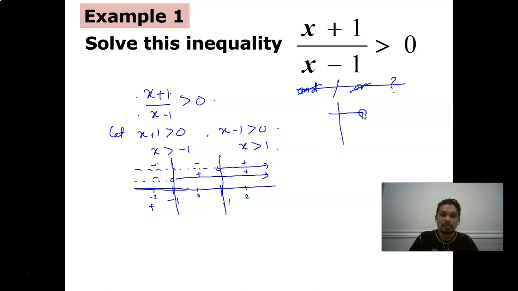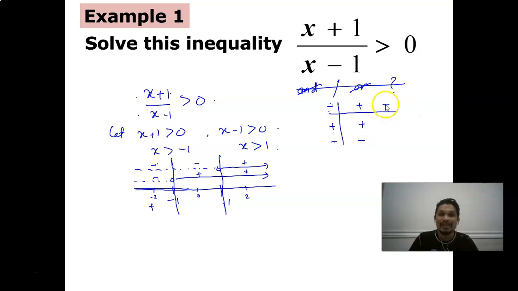Just like this box of divide. Okay. Positive, negative, positive, negative. Okay. Positive value divided by positive value, positive. Positive value divided by negative value, negative value.